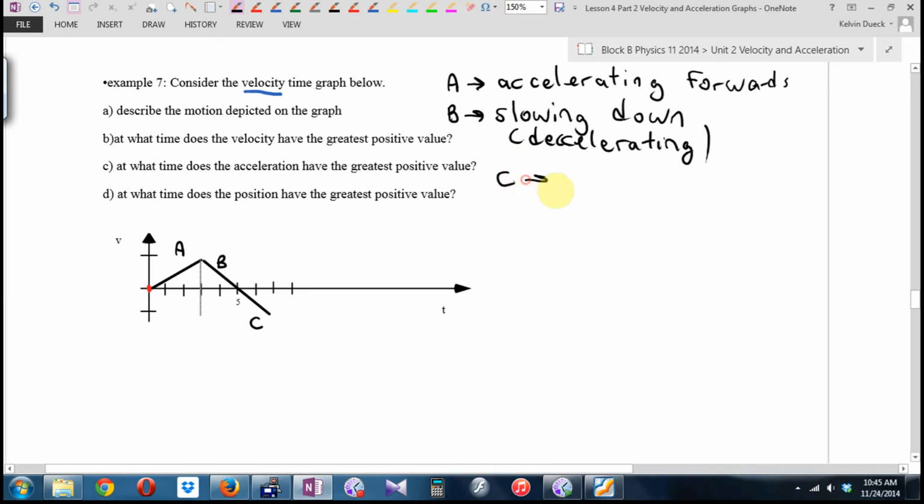What about in section C? What do you notice about section C? Below 0. What would below 0 on a velocity time graph mean? Directionally, what would that imply? Going backwards. Are we speeding up going backwards or slowing down going backwards? We're going backwards faster and faster. See it? If I continue the line, after a few seconds, I'll be going backwards really fast.